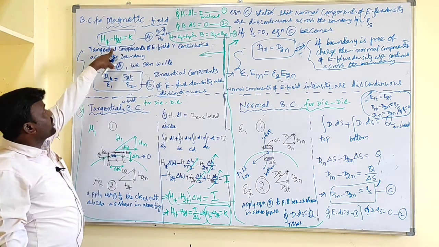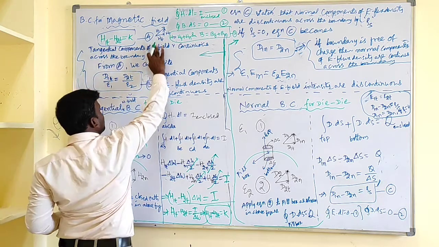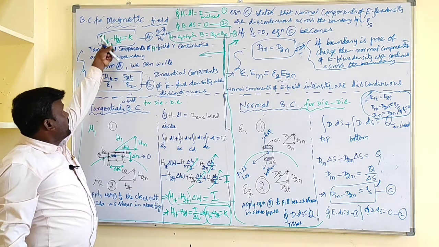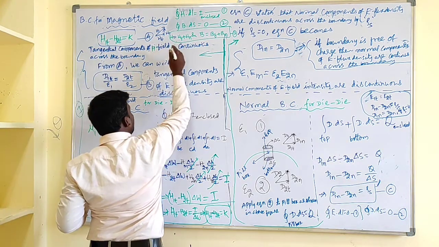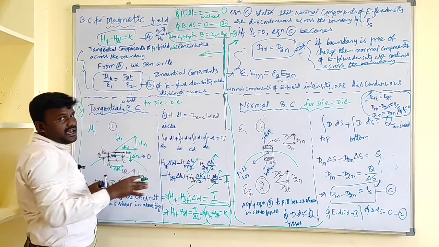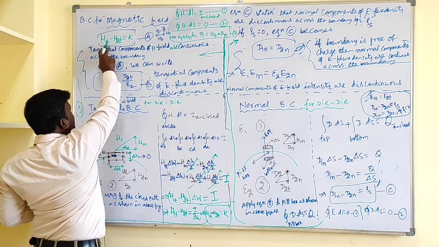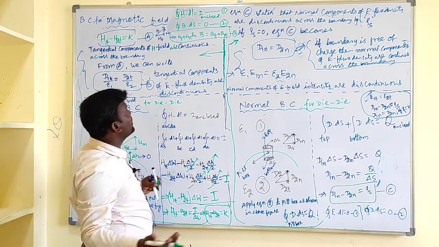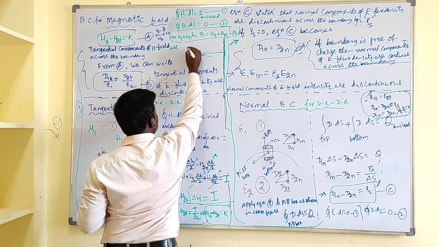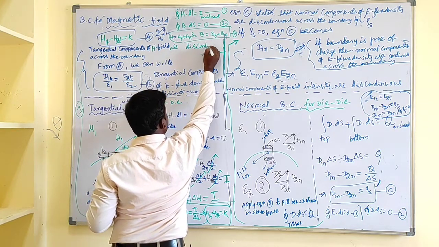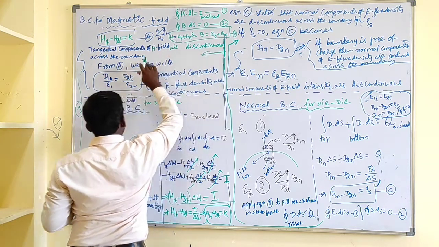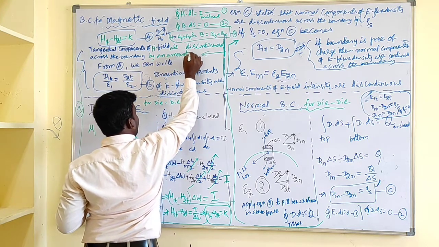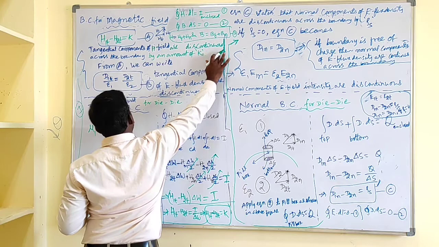Tangential components of the magnetic field, that is H field, means magnetic field intensity, are continuous or discontinuous. Continuous means they are equal on both sides, but here there exists some difference, that is H1t minus H2t equal to K. Means they are discontinuous across the boundary by an amount of K, that is surface current. Okay.